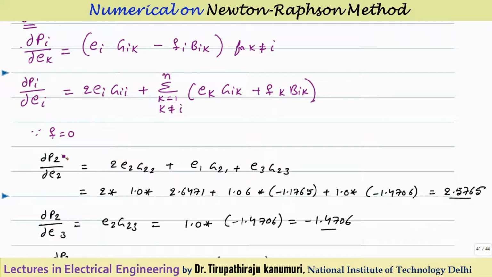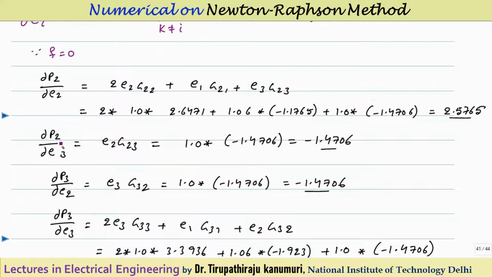So if you calculate dou P2 by dou E2, this is of the form where numerator and denominator are the same bus i. So in this case, 2 into E2 into G22, and the F part will become 0, only this part will be there, and that too we have to calculate for all buses except this bus. That means out of 3, only 2 buses we have to calculate. That is E1 into G21, and the second one is E3 into G23, because we should not calculate for bus 2. Getting it? So I have substituted all the formulas required, and when I substituted, I got 2.5765.